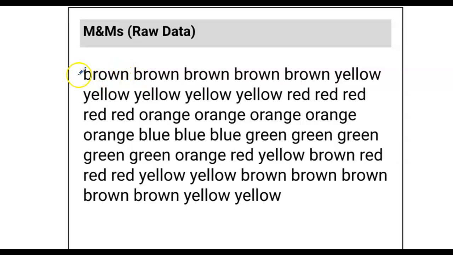This is the raw data for the M&Ms. The first one that I pulled out of the bag and ate was brown. The next one was brown. The next one was brown. The next one was brown. The next one was brown. How lucky. But then the next one was yellow, right? So we didn't have them organized, because there's yellows, but then there's also other yellows down here. They're not organized in any sort of way. This is just raw data.